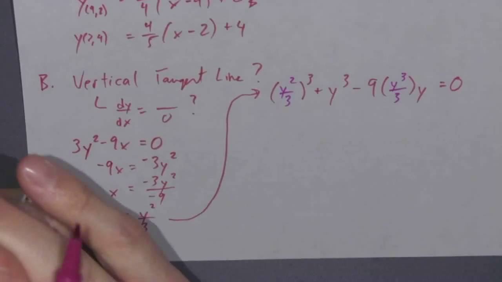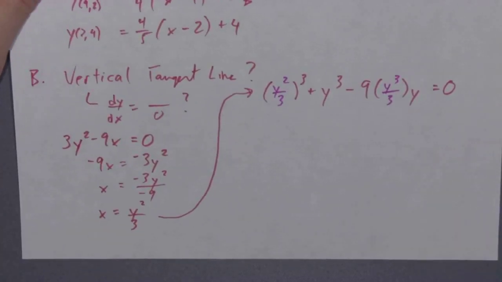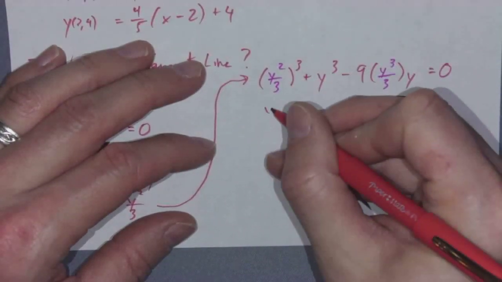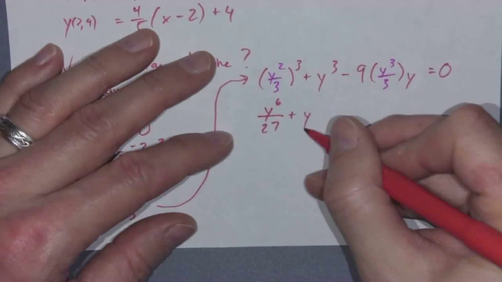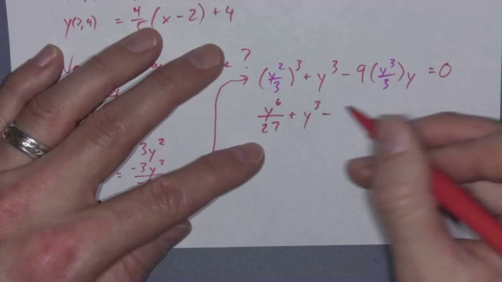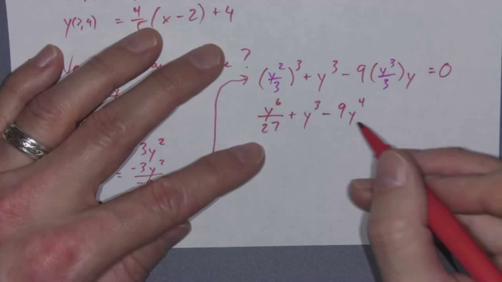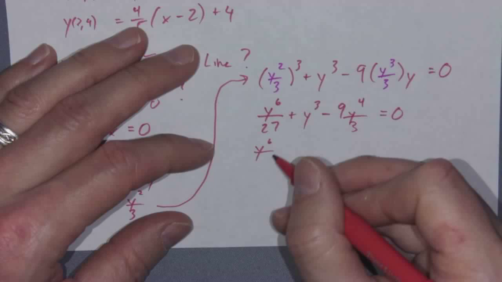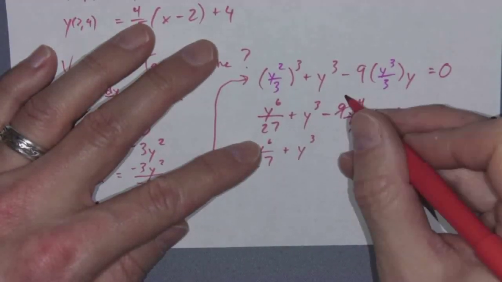Now I just have to see where this takes me, and this is where our algebra skills really come into play. We're almost at 10 minutes for this problem. It's a doozy. So let's go ahead and raise this: y to the 6th over 3 cubed, which is 27, plus y to the 3rd minus 9y to the 4th over 3 equals 0. All right, keep going. Simplify this. This is going to be divide that by 3.